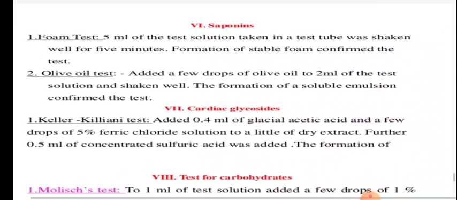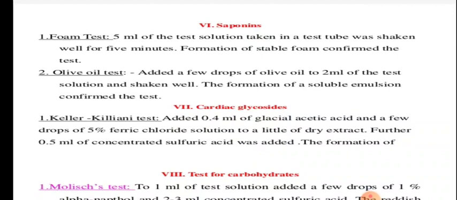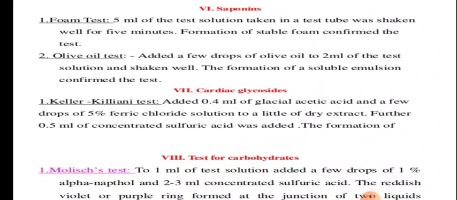Then saponins. Saponin means soap formation, right. Here 5 ml solution is shaken for 5 minutes, and if it shows the formation of stable foam, it is the mechanical test. Then the olive oil test for saponin: a few drops of olive oil to 2 ml test solution shows a soluble emulsion formation. If it is soluble, there is no soap formation.